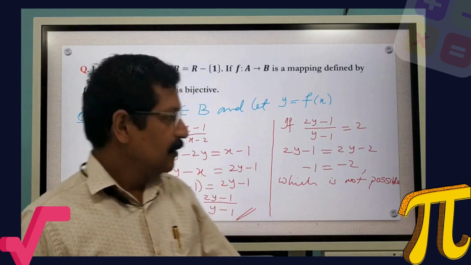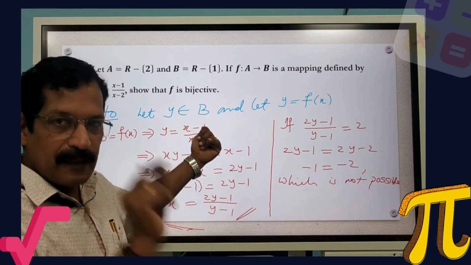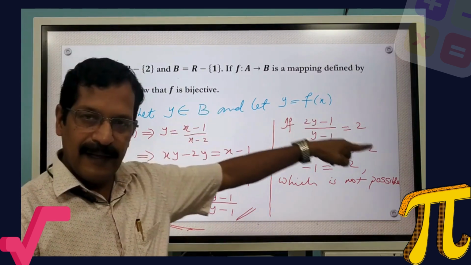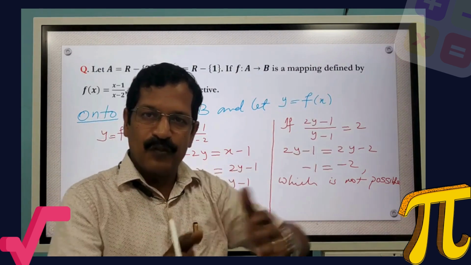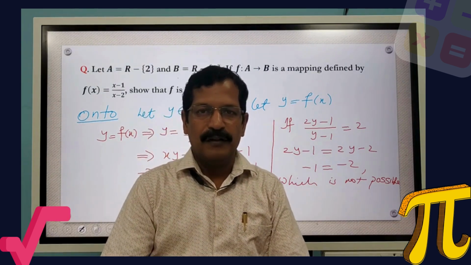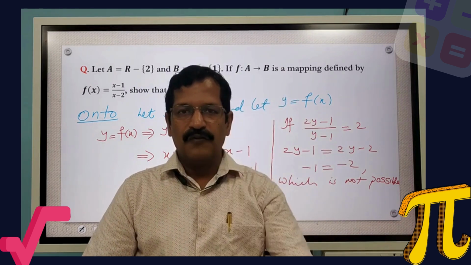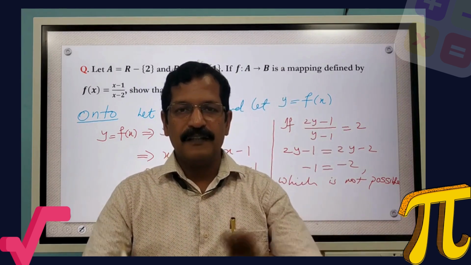So we got, for a y in B, the codomain, an x in the domain. So the function is onto. We have already proved the function is 1-1. So the function f from A to B is 1-1 as well as onto, hence it is a bijection.